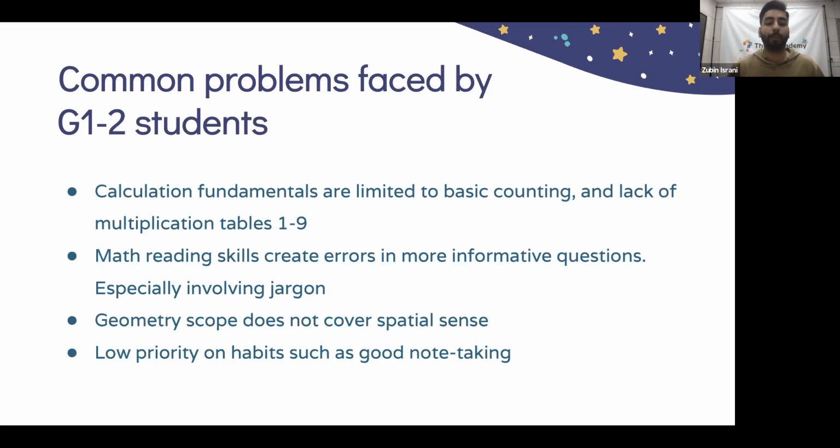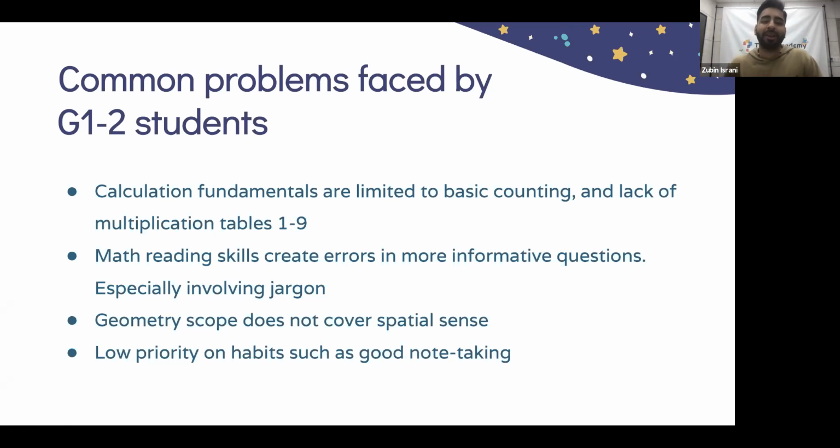And number 3 is that the scope of geometry is limited to just known figures. A lot of the parents prep based on, okay, these are the properties of a rectangle, square, whatever it is. These are all known figures, and they don't necessarily focus on covering spatial sense. So how do we look at the depth of an object? How do we imagine figures that are not necessarily in front of us, right?